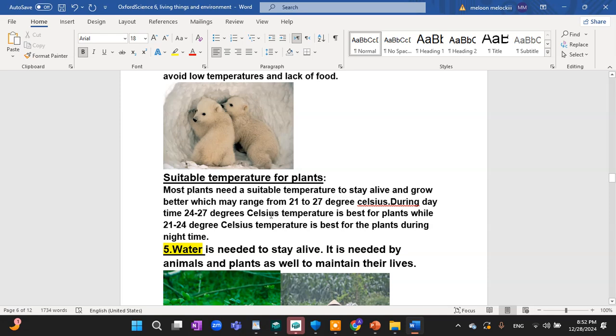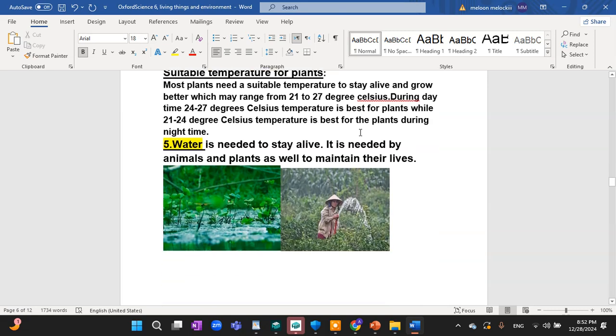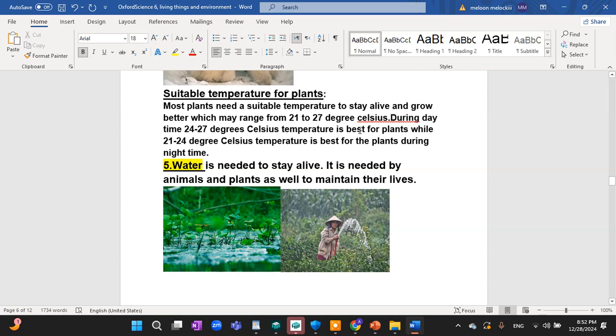Suitable temperature for plants. Most plants need a suitable temperature to stay alive and grow better, which may range from 21 to 27 degrees Celsius. During daytime, 24 to 27 degrees Celsius temperature is best for plants, while 21 to 24 degrees Celsius temperature is best for the plants during nighttime. Next factor is water. Water is needed to stay alive. It is needed by animals and plants as well to maintain their lives.